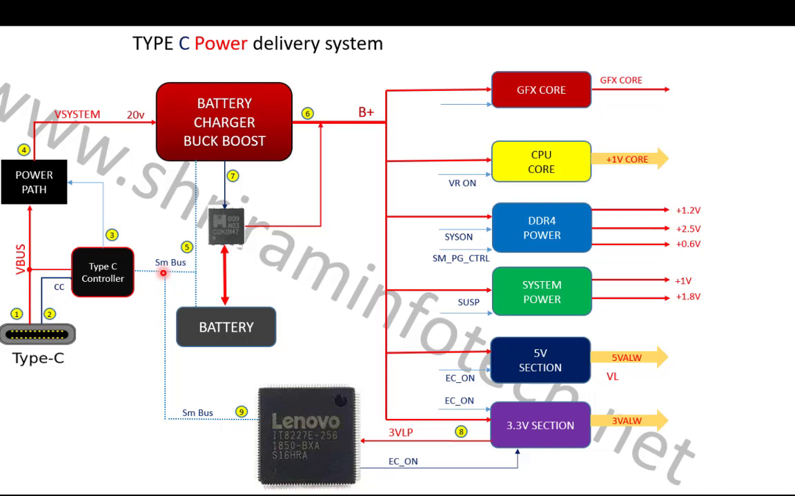SMBus is basically a two-wire communication between chips. So here all the ports are connected to each other, and each port has a different address. The SMBus is connected to the Type-C controller chip, then the battery, and this buck boost converter, as well as to the SIO. So this communication will take place, and then this voltage will be switched by this buck boost converter, and the buck boost converter converts that 20 volts into 30 volts.